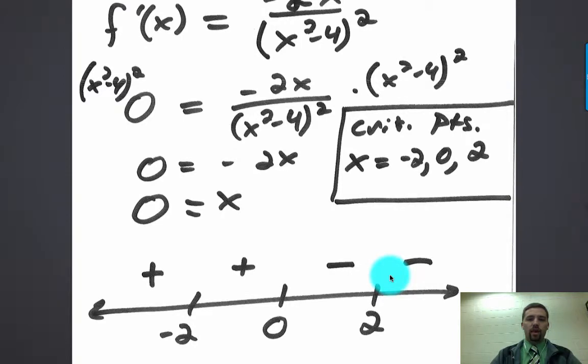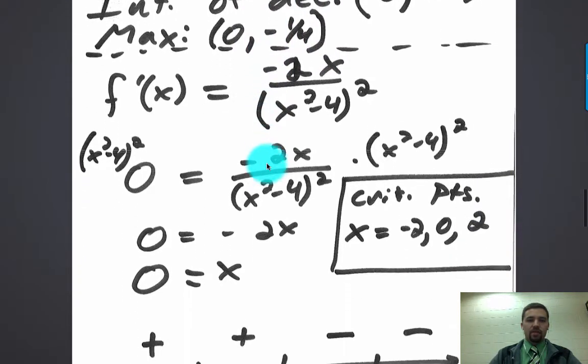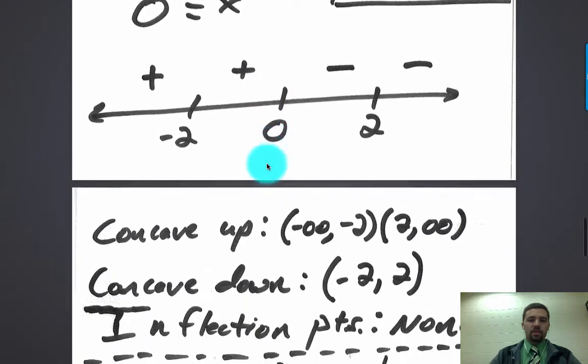Alright, so what I know then is that I'm increasing from negative infinity to 0, and I'm decreasing from 0 to infinity. And I know also that I have one maximum, so you can see it all written out here, one maximum at 0, negative 1/4. I plug that 0 back into the original function to figure out exactly where that maximum is. Okay, so that's the first derivative test, intervals of increasing, decreasing.